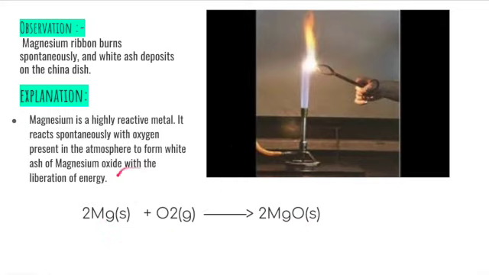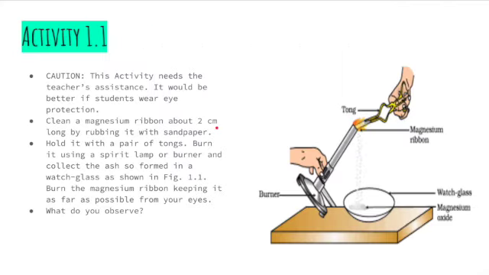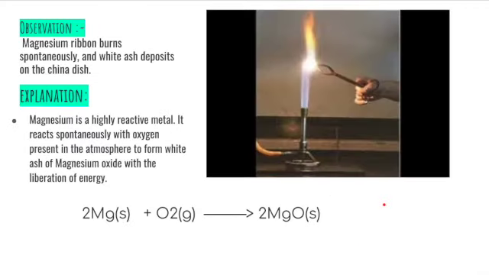We understand this is the chemical equation: 2Mg plus O2 gives magnesium oxide. So magnesium ribbon, which is reacting with oxygen, gives magnesium oxide. Now the observation: the magnesium ribbon burns and forms white ash, which deposits on the china dish. Magnesium is a highly reactive metal. It reacts spontaneously with oxygen present in the atmosphere to form white ash of magnesium oxide with the liberation of energy. So guys, liberation of energy, important.